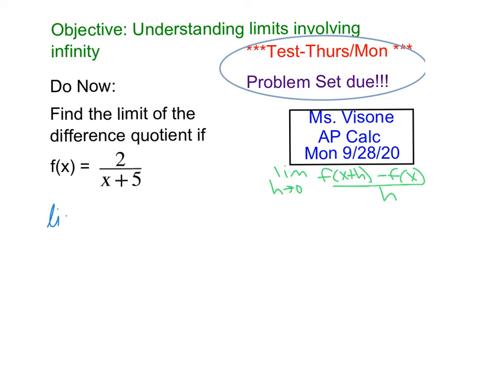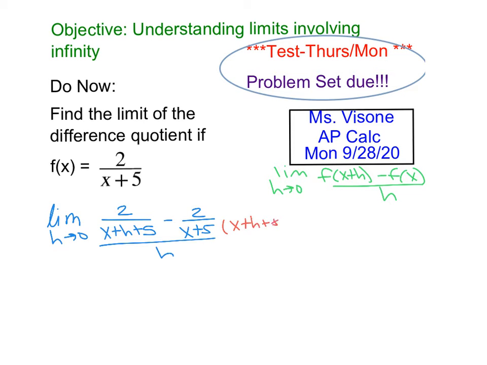So I have my limit, h approaches 0, of 2 over x plus h plus 5, minus f of x, 2 over x plus 5, all over h. When we have fractions, we need a common denominator, x plus h plus 5 over here. Whatever we do on the bottom, we do on the top. And over here we have x plus 5, x plus 5.